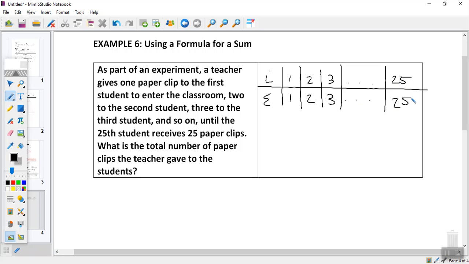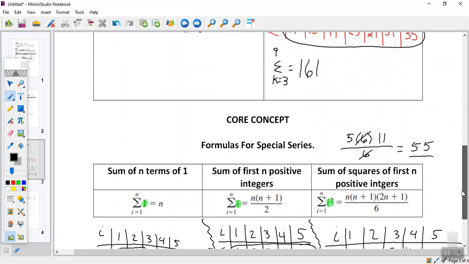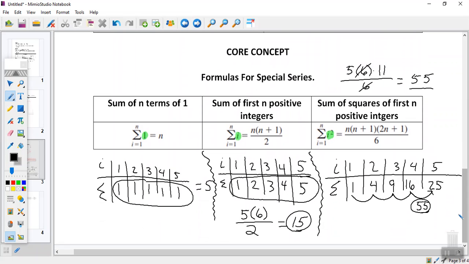Now, if I back up on this right here, I'm going to go back to the previous page. Okay? Kids, take a look at those special rules right there. The situation that's being modeled in that story problem, is that the sum of n terms of 1, meaning you always get an output of 1? Is it the sum of first n positive integers where my input matches my output? Yes. It's this one right here, right?